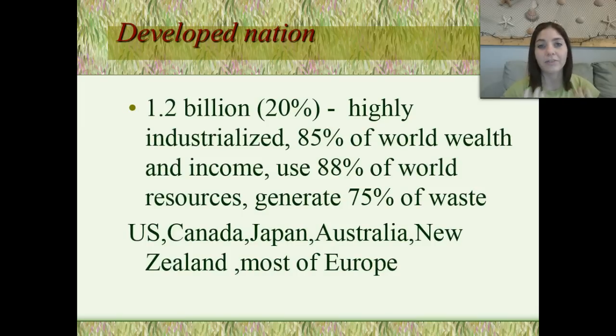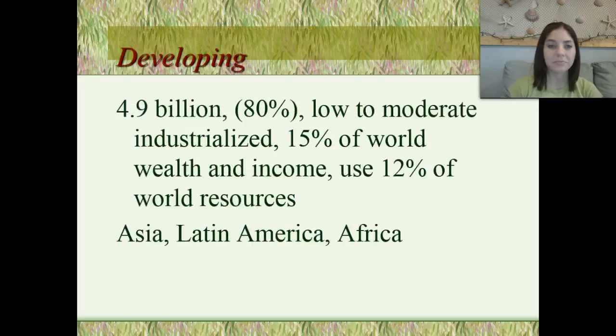These are countries that are very highly industrialized. 85% of the world's wealth and income is located in developed nations. We also, in developed nations, use 88% of the world resources, and we generate 75% of the world's waste. So there are many different stages of developing nations, and we'll get into that later.